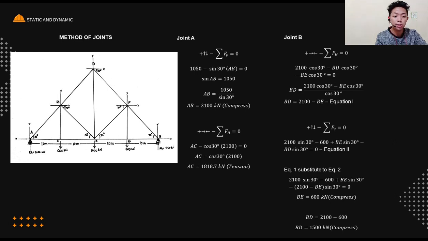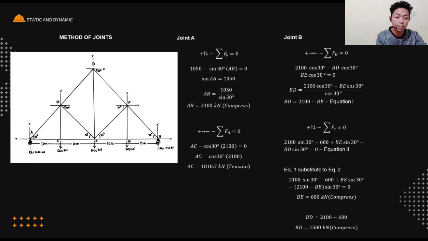So, itatranspose natin yung sin 30 degrees dun sa kabila para mawala yung AB dun sa value. So, AB sin 30 degrees is equals to 1,050. Then, yung AB is equals to 1,050, tapos itatranspose yung sin dun sa baba, i-divide para maging sin 30 degrees. So, AB is equals to 2,100 kilonewtons. So, tama yung assumption natin na compression siya since nag-positive siya.